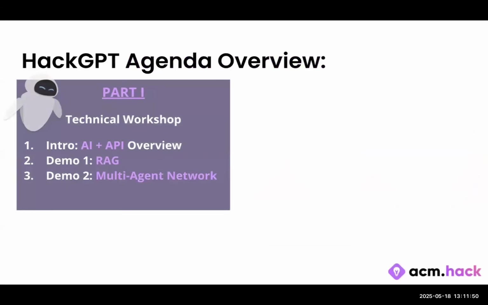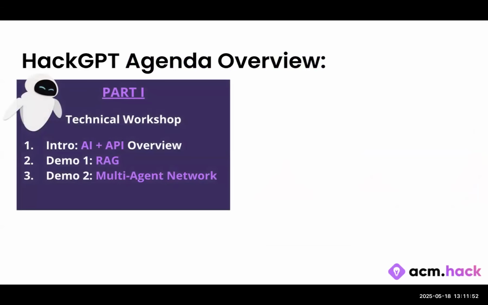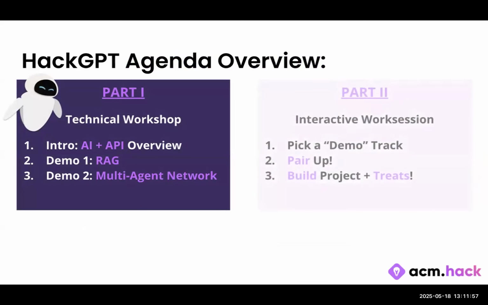Here's a little agenda overview. This event is going to be split into 2 parts. Part 1 is a technical workshop, and part 2 is the interactive work session. For the very first 2 hours, because this is a 4-hour event, we're going to give you everything you need to know to build your own project. We're going to go over AI and APIs as a general concept, and then go through 2 in-depth demos. One is RAG, and one is a multi-agent network. If you don't know what those are, that's completely fine because we'll go through them specifically in the later half of this workshop.